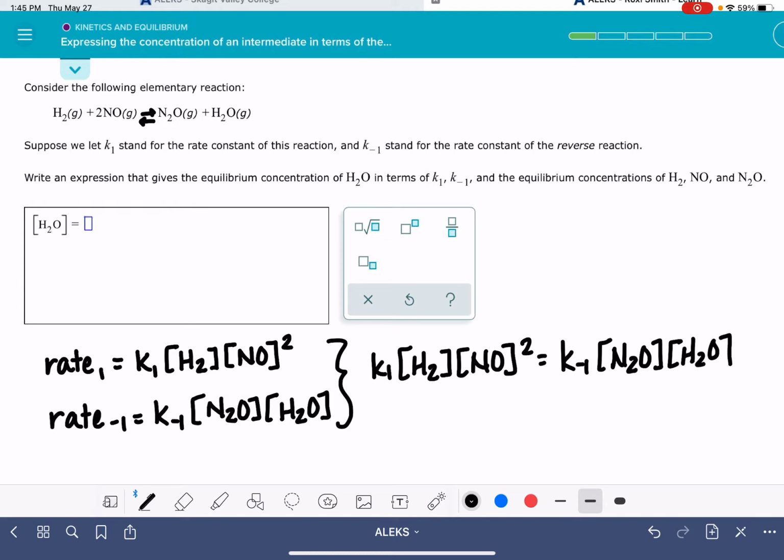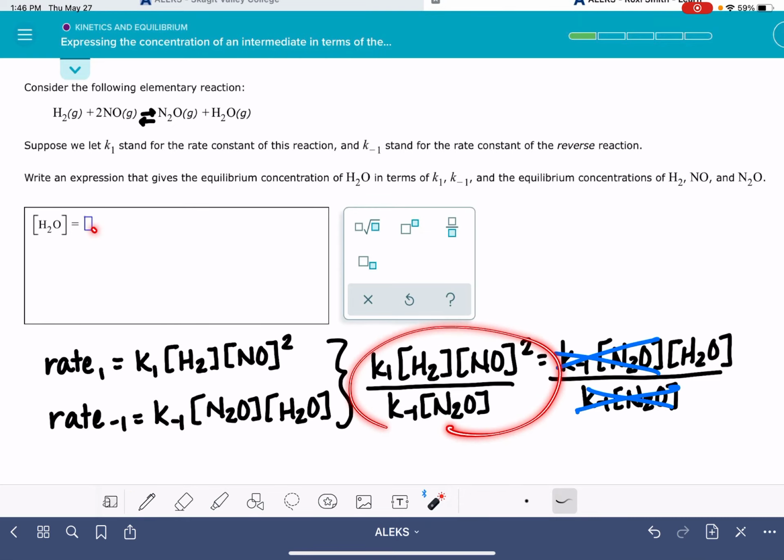And once we get that done, we're going to double check what ALEKS is asking us to isolate. It wants us to isolate this H2O term. So that means that we want to divide both sides of this equation by K sub minus 1 and N2O, so that this cancels out. We're left with H2O. This is the answer that we want to plug in over here.